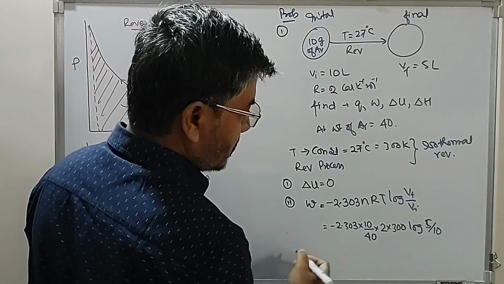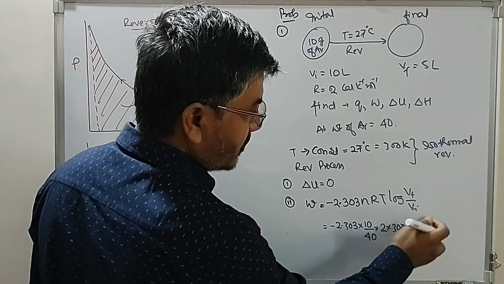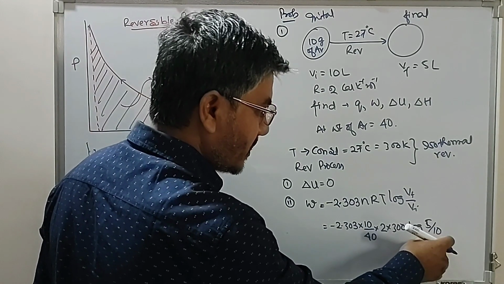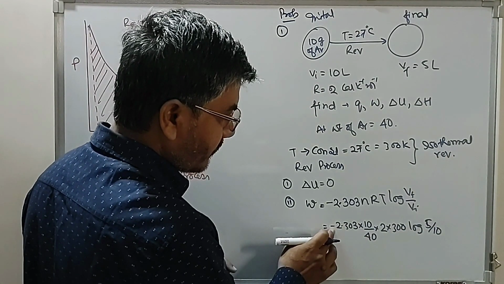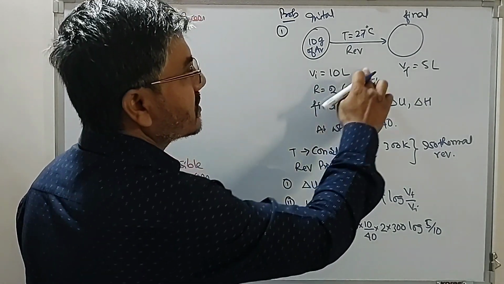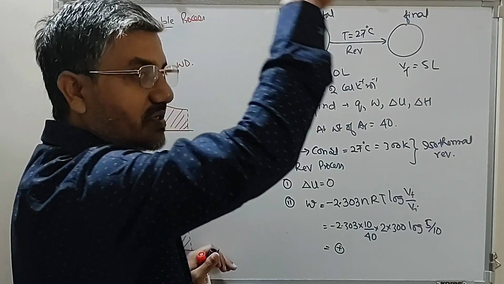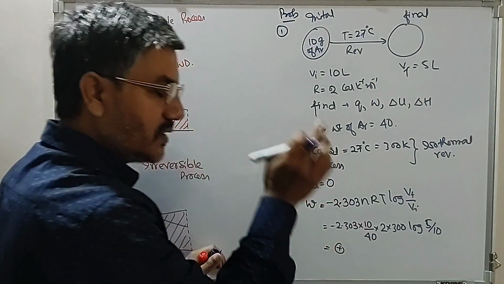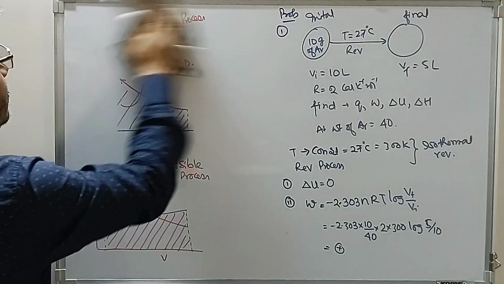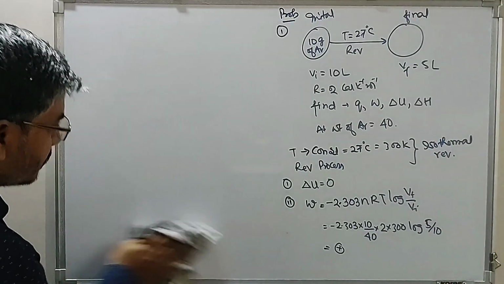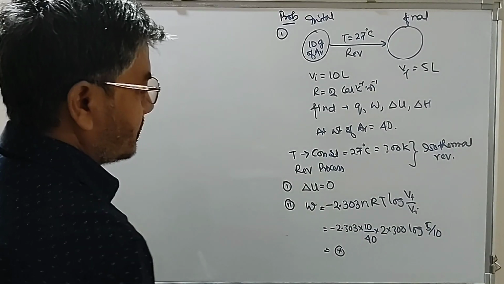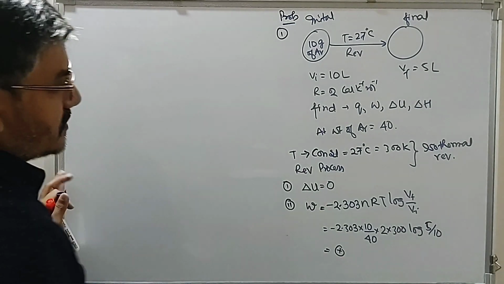So look at this. This ratio is less than 1. So log of something less than 1 is negative. So with the minus sign this is positive. So work done comes out to be positive. So this is compression work. So surroundings do work on the system. So work done should be positive. To find this value, you have to use the log table. Now this is work done.